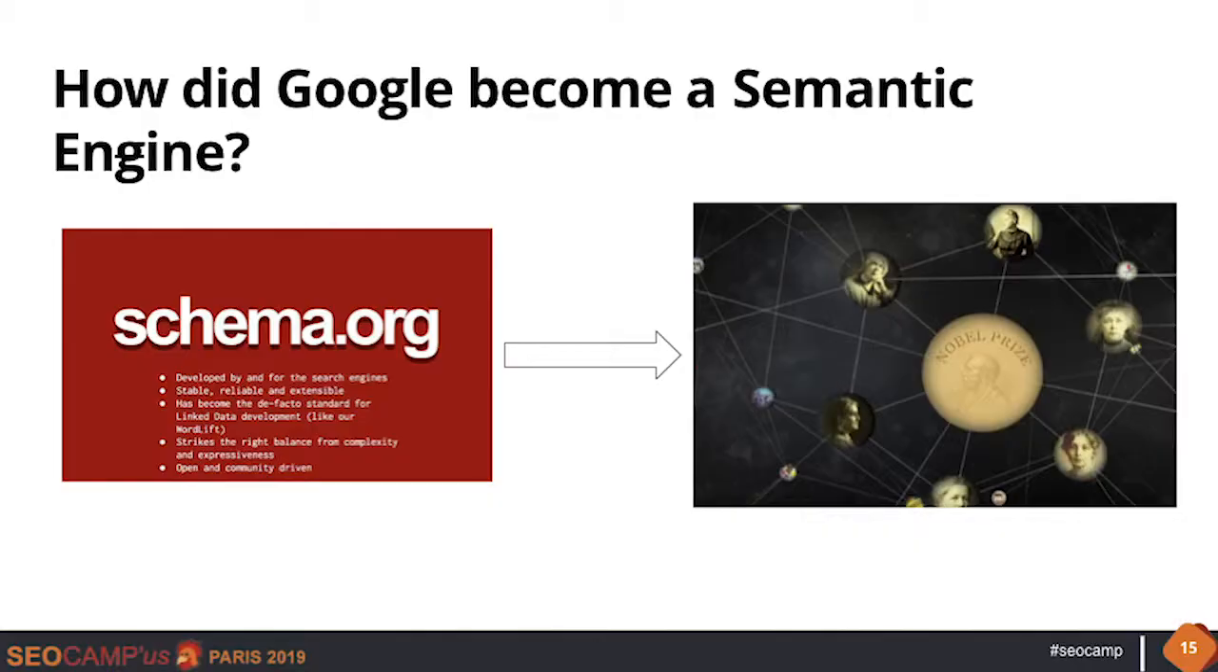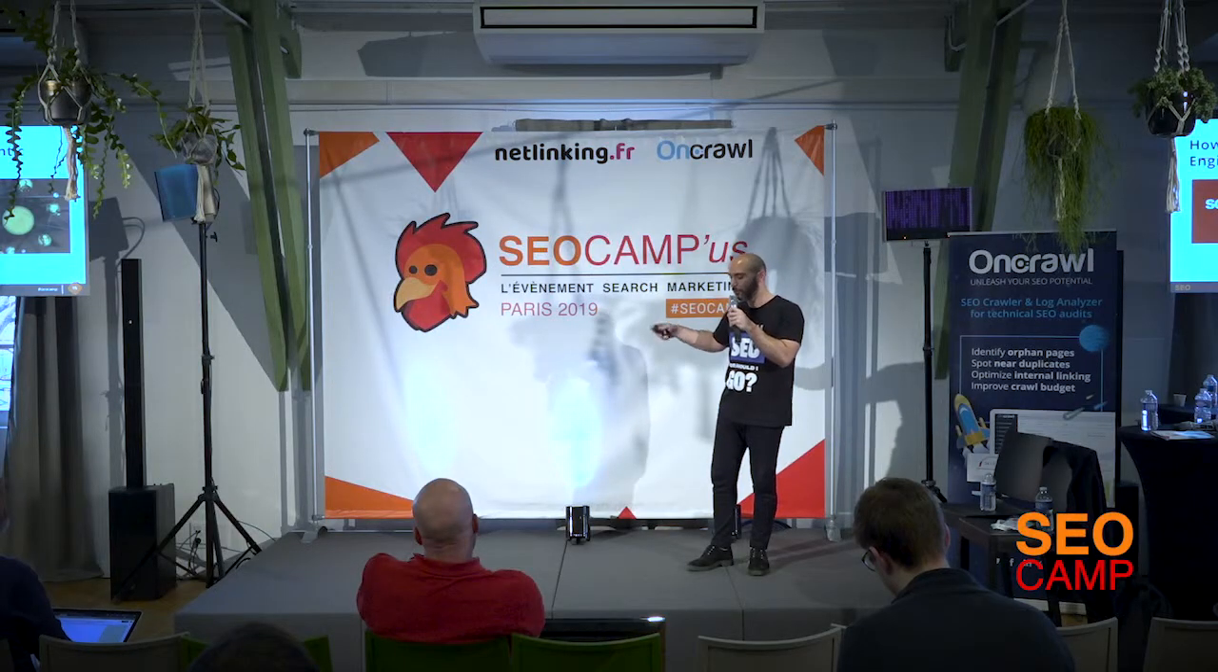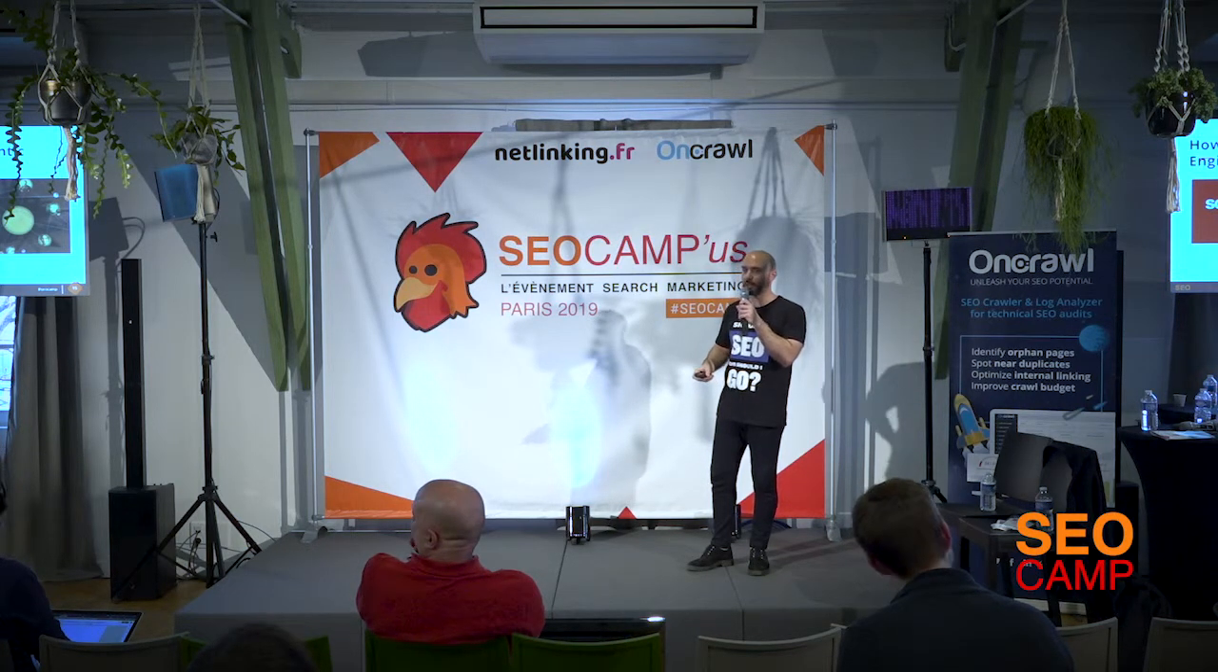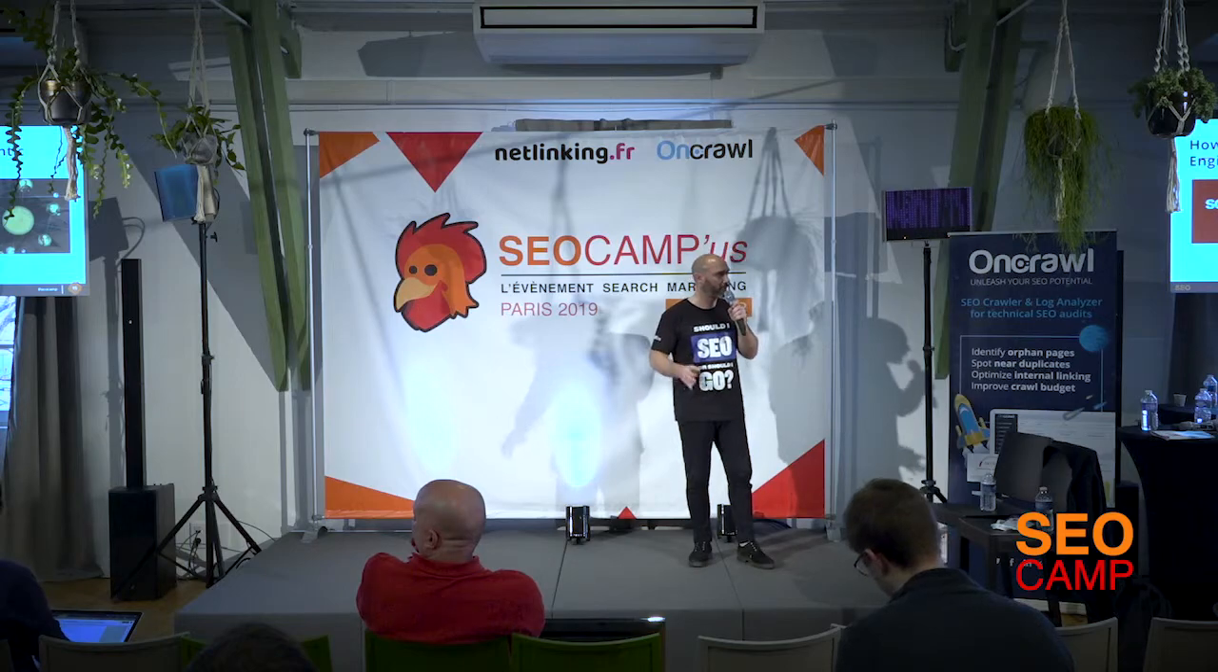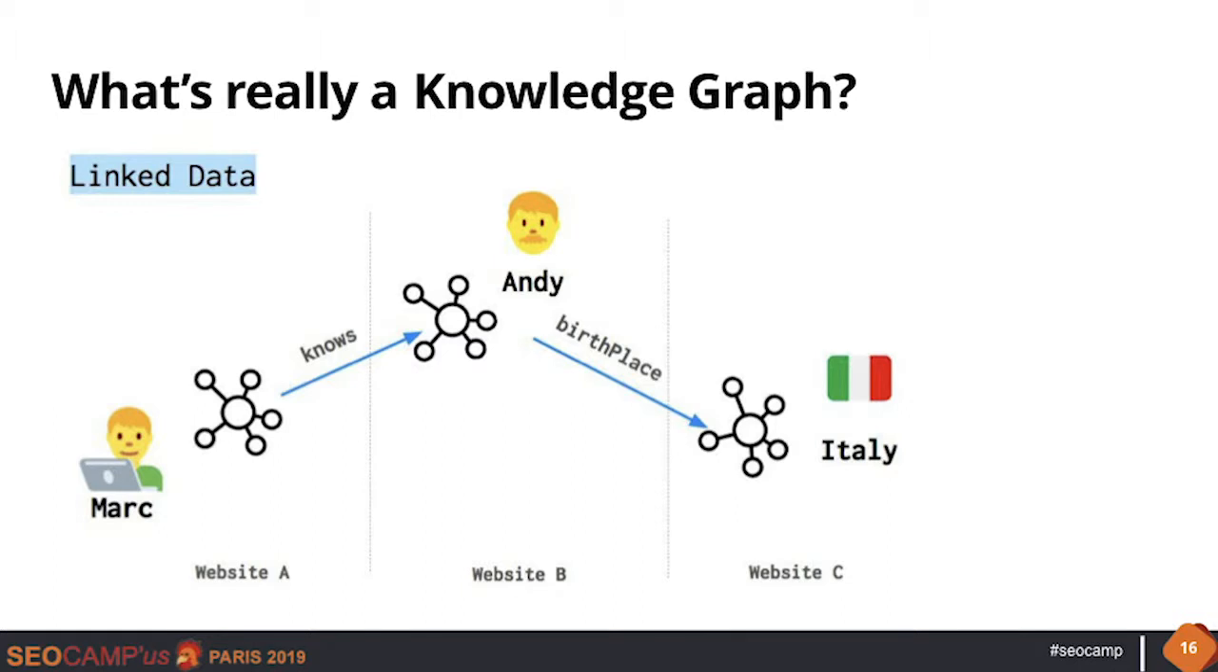There are two major changes. The first one is schema.org in 2011, which was rolled out by the main commercial search engines, like Google, Yandex, Yahoo, Bing, and so on. Then in 2012, there was the knowledge graph. Google started to build its own knowledge graph, which was meant to produce content and knowledge out of this knowledge graph. But what is a knowledge graph really?